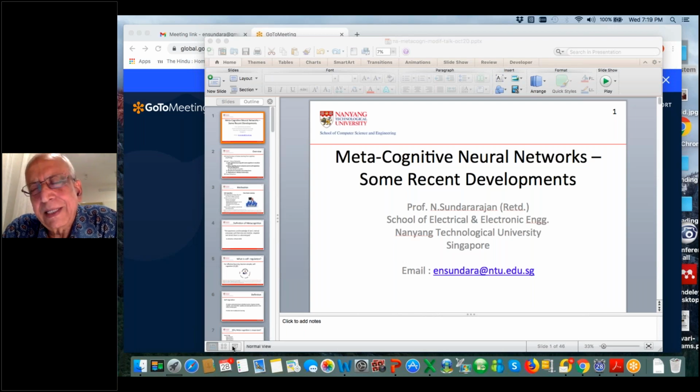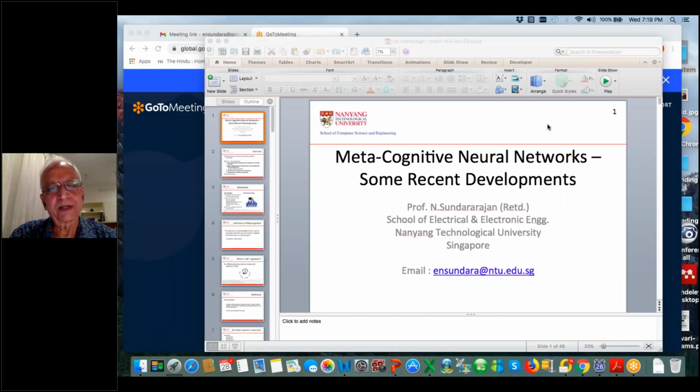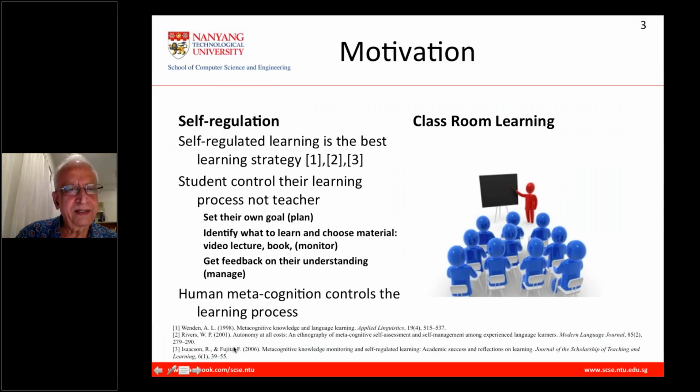So what is his characteristic? Essentially, he knows when to study. Sorry, can you see these slides? Yeah. He knows when to study, what to study, and how to study. This is what they found. So this is what I call self-regulated learning. The fellow is a smart learner.